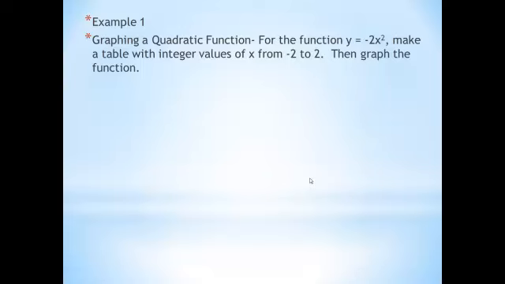Example 1. Graphing a quadratic function. For the function y equals negative 2x squared, make a table with integer values for x from negative 2 to 2. Then graph the function.